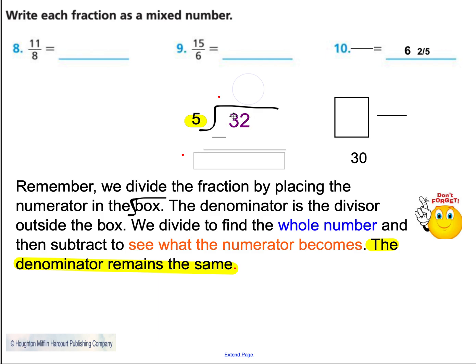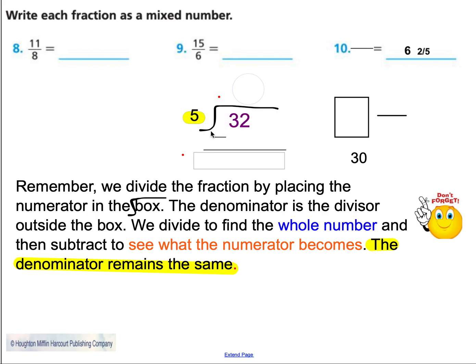And really, a fraction is a division problem. We divide these two to find out what the whole number is. Whatever the quotient is becomes the whole number. If when you subtract there's a remainder, it's a leftover, and that's really what a numerator is. A numerator is just leftovers. It's an extra part. That will be your numerator. And the divisor and the denominator will be the same.